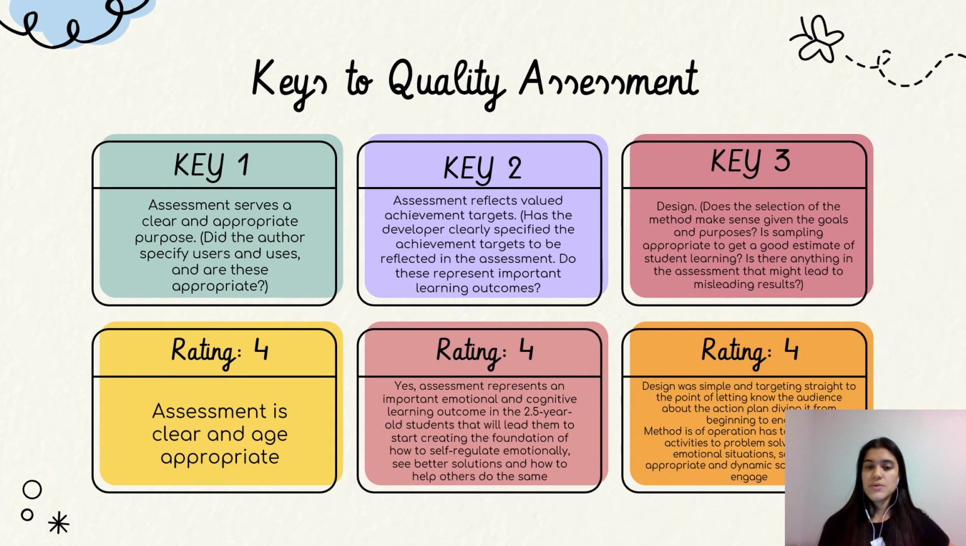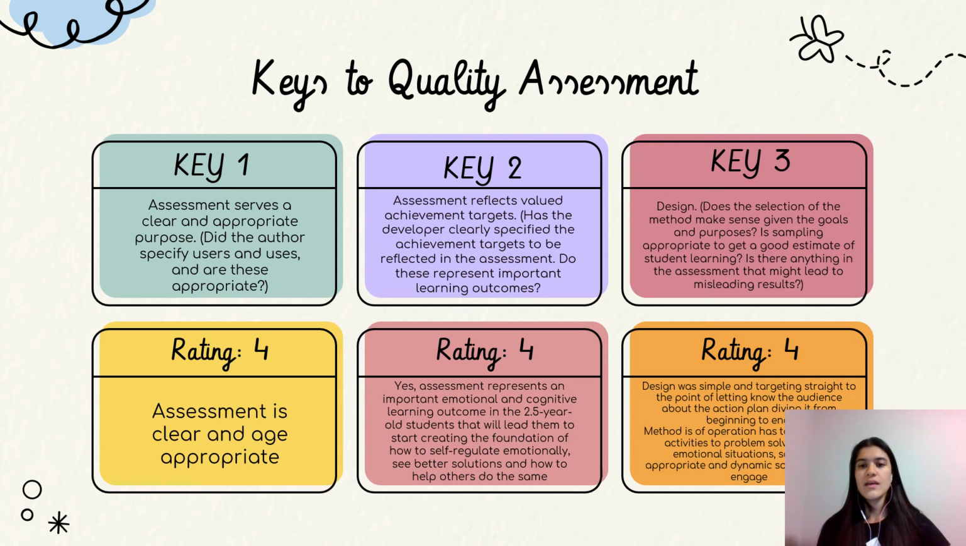The key number 2 is assessment reflects valued achievement targets. The rating is 4 also. Yes, because the assessment represents an important emotional and cognitive learning outcome in the 2.5-year-old students that will lead them to start creating the foundation of how to self-regulate emotionally and to see better solutions and how to help others do the same.